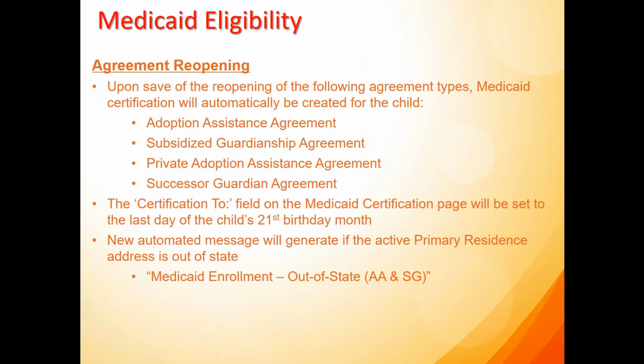The certification to date will be set to the last day of the child's 21st birthday month, with a status of ready to send. A new automated message will generate if the active primary residence address is out of state. The automated message will read, Medicaid enrollment out of state AA and SG.